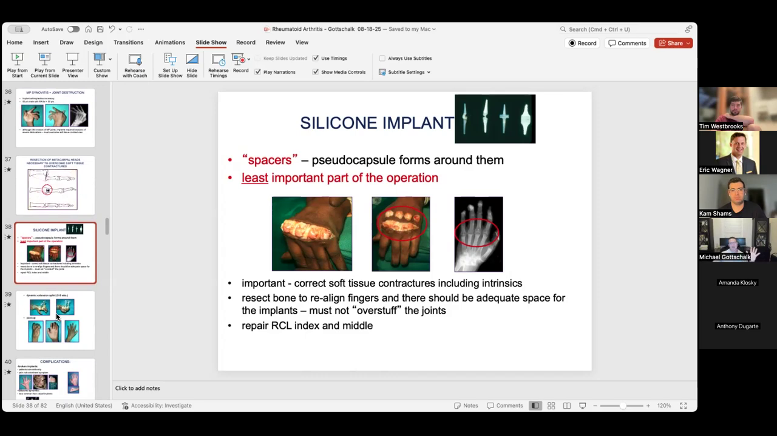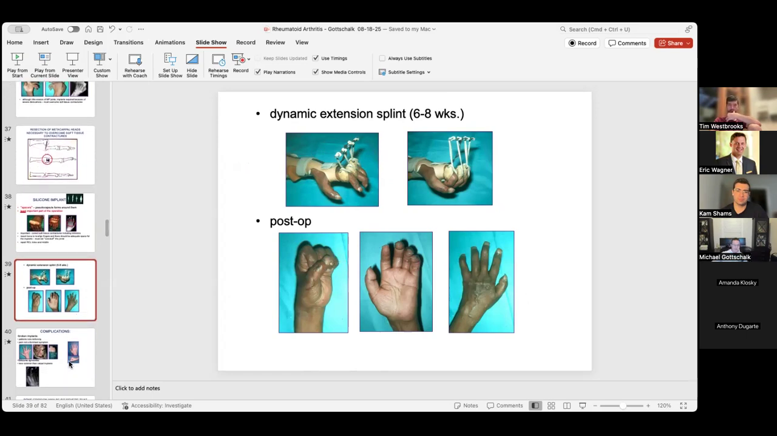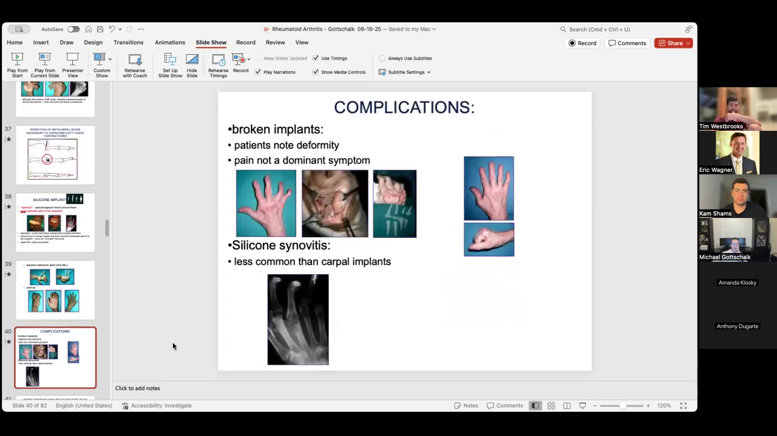Just like anything else, even though the surgery is important with how we do them, the post-operative recovery is just as important. So I still use a dynamic extension splint, which looks similar to this. It's got a little outrigger that has rubber bands that centralizes the digits. And this, as I said, can get you a pretty remarkable recuperation for people that had no function of their hand.